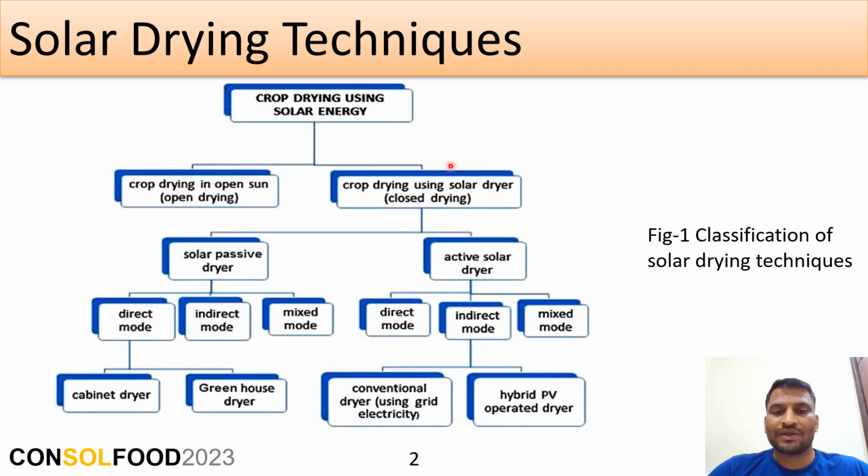In closed solar drying techniques, a specific device called a solar dryer is used to dry the products using solar energy. Solar drying techniques are classified into two categories: solar active dryers and solar passive dryers. In passive type solar dryers, the movement of air happens because of the natural convection effect. In active type solar dryers, a mechanical device such as a blower or fan is used to make the air flow through the drying chamber.